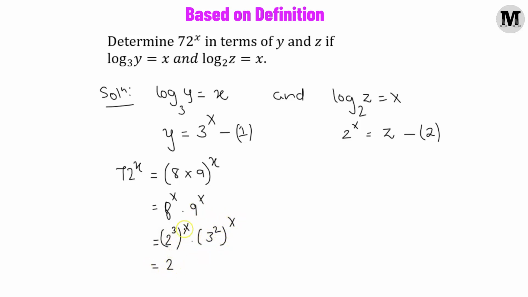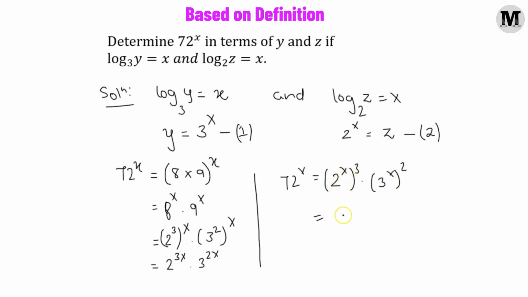So this is 2 raised to the power of 3x times 3 raised to the power of 2x. Or simply put, let me write it here, 72 raised to the power of x. So we can rewrite it as 2 raised to the power of x whole raised to the power of 3 times 3 raised to the power of x whole raised to the power of 2. This is done so that now we can use equations 1 and 2.